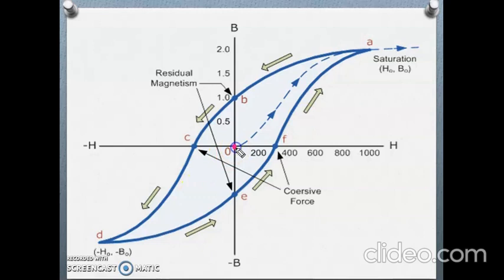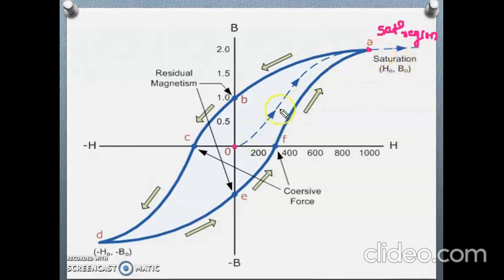This is the starting point, and the arrow shows the direction of the curve, how it is plotted. From this position, the current is increased to this point, and beyond that there is a saturation region. We have already seen this saturation region, so we have to stop here. Beyond that, we will not operate the ring.